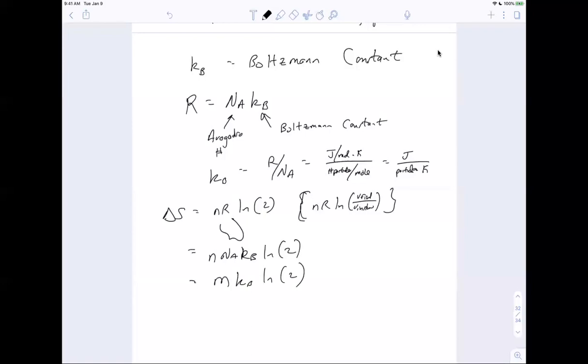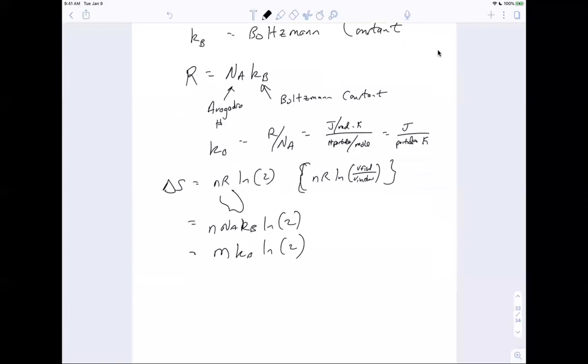Right? But what's k_B? What are the units of k_B? Joules per particle Kelvin. Right, joules per particle Kelvin. And so if I multiply M times k_B, what am I getting? Joules per Kelvin. That's exactly right.